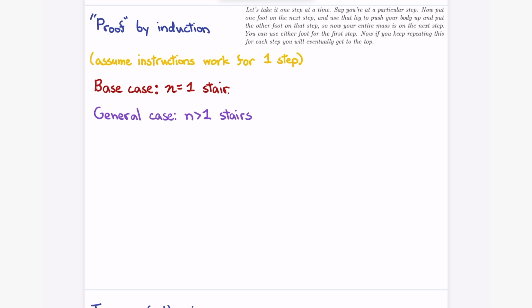So, how do we address this general case? Well, you might do something like this. We assume as given that the instructions work for one step. No point in debating that for pedagogical reasons.